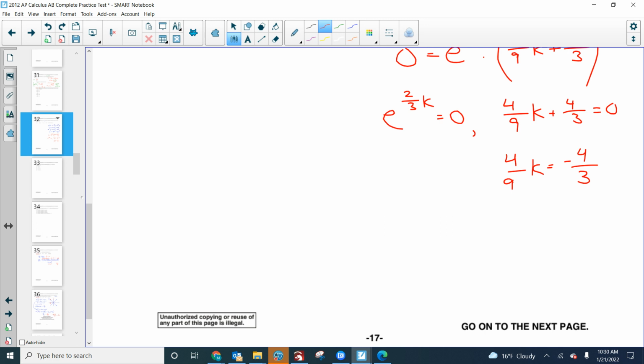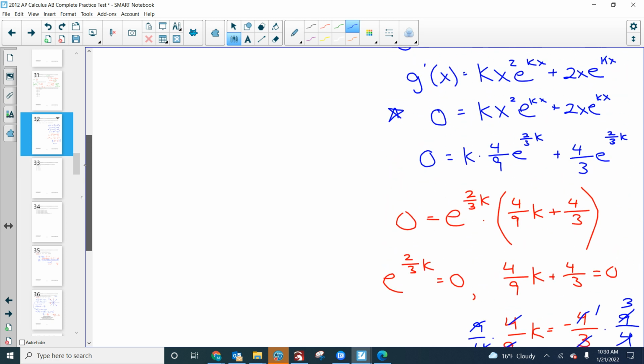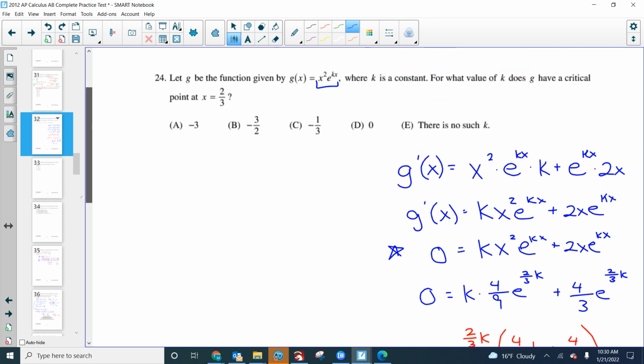All right. Ready to solve for k? Multiply by 9/4. That feels wrong? Yeah, a little bit. I got -3. Is that right? It's a fun problem right there.